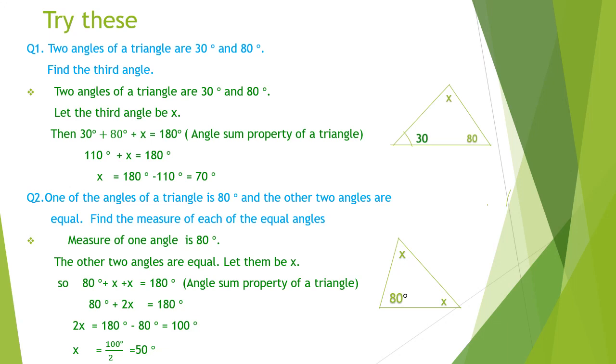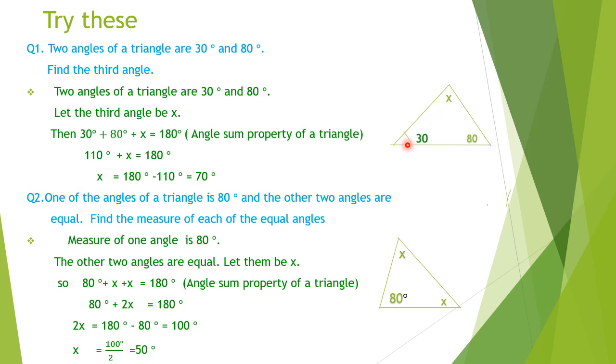First let us try these questions from page number 122. Okay, by doing these questions you may get enough practice to know how to solve triangle related questions. Okay, question number 1. The two angles of a triangle are 30 degree and 80 degree. Find the third angle. We have not got the figure in the question, but we may make it. Okay, so it will be easy for us to solve the question.